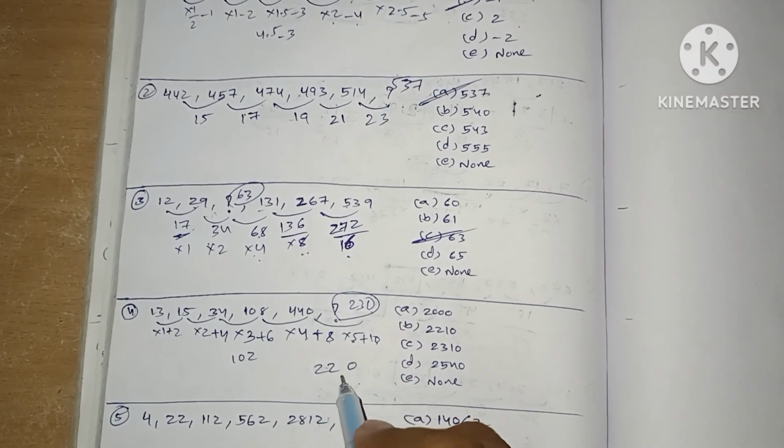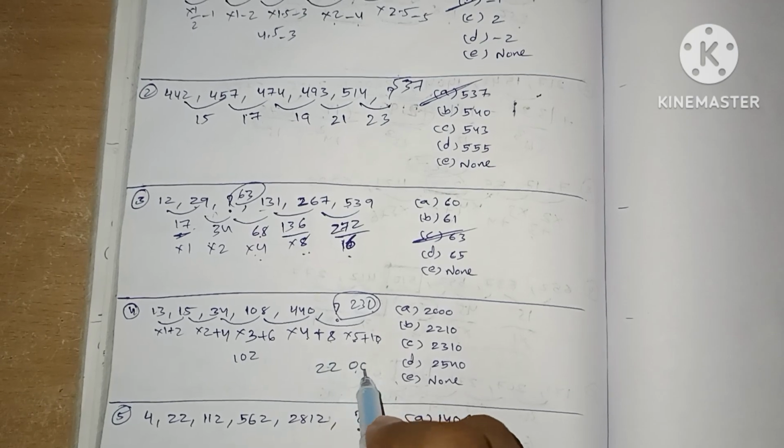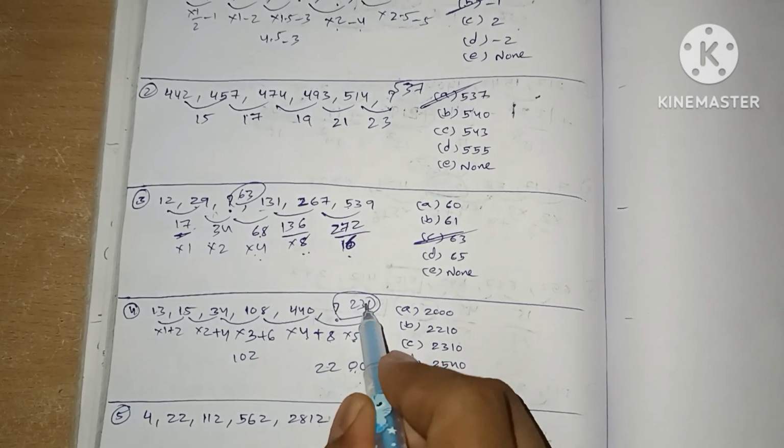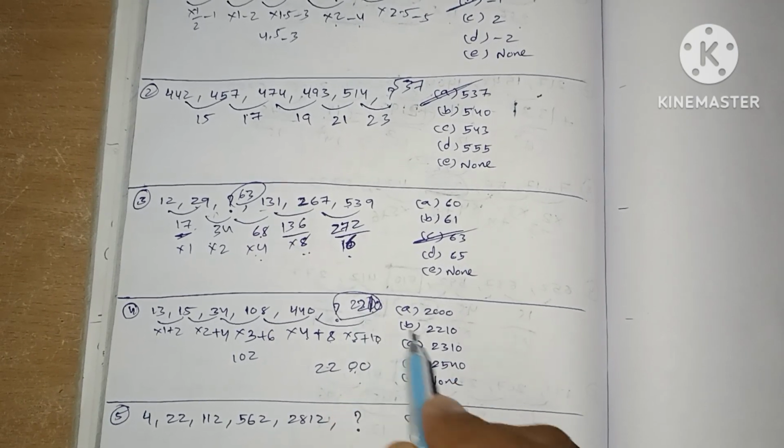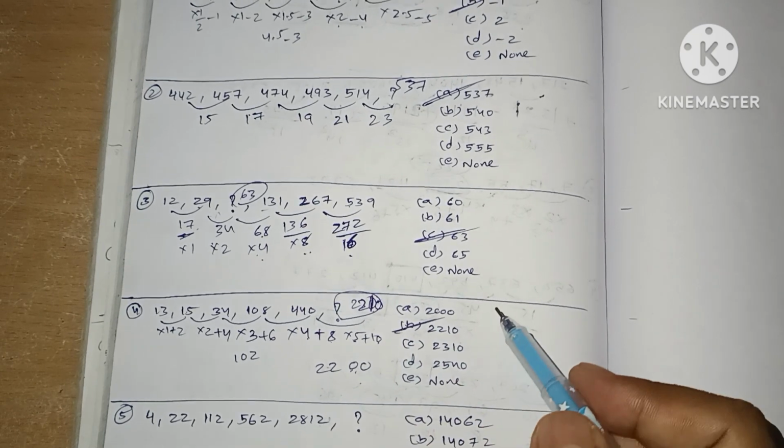Wait a second. It is 2200 plus 10 means 2210 is our answer. Option B is our answer.